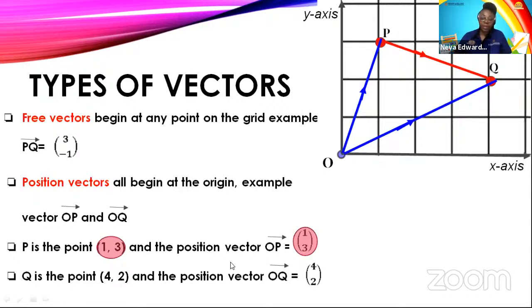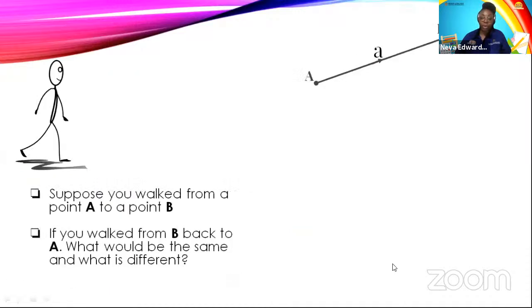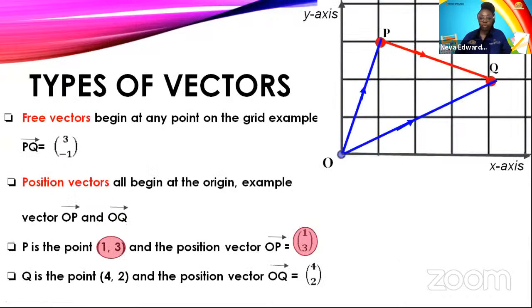What we want the students to realize is that the point itself speaks to the location. For example, Q is at 4, 2. However, the position vector speaks to the movement. We're starting at the origin, moving 4 units parallel to the x-axis, and going up 2 units parallel to the y-axis. This is something we want the students to get.